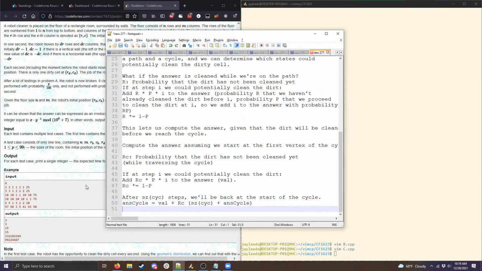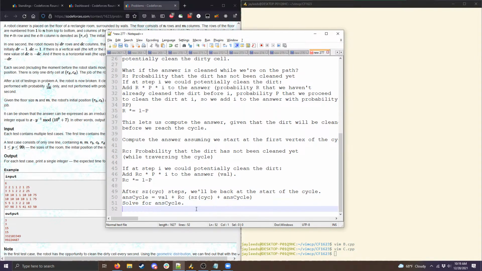And so this gives us an equation that we can solve for ans cycle, because we know what val is, we computed it here, we know what RC is, we know what the size of the cycle is, and so the only unknown variable here is ans cycle, and so that's just a linear equation that we can solve.